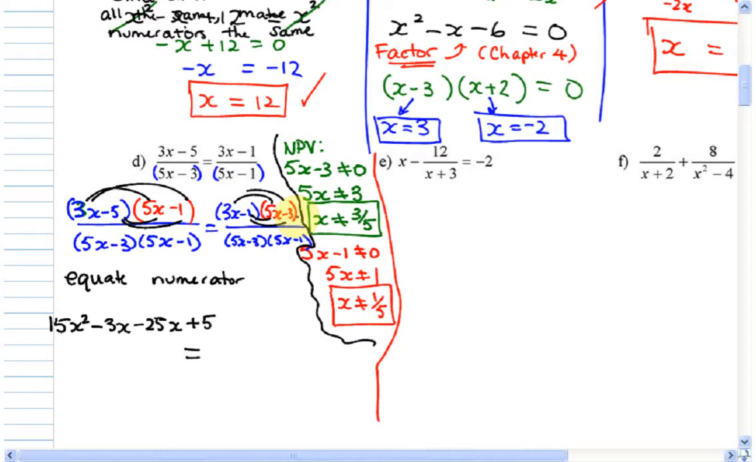3x times 5x is 15x squared. 3x times negative 3 is negative 9x, minus 5x, plus 15. Okay, so I've multiplied things out. I'd like you now to take some time to try to group terms and simplify, and let's see if you can get a nice, lovely answer for x. Okay? Yes, Kevin.